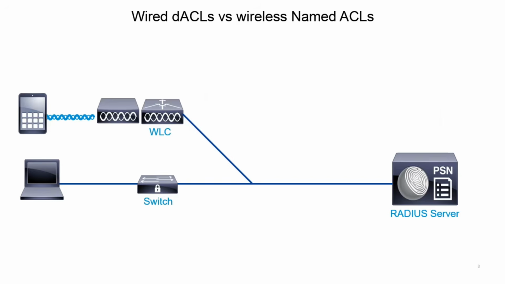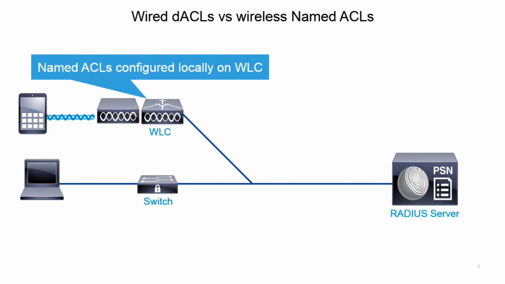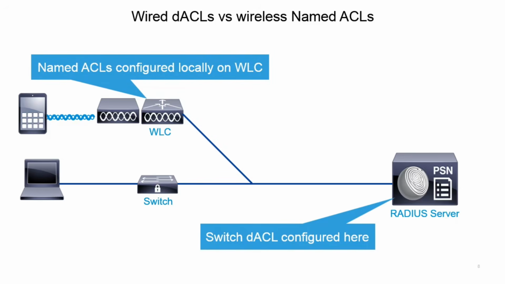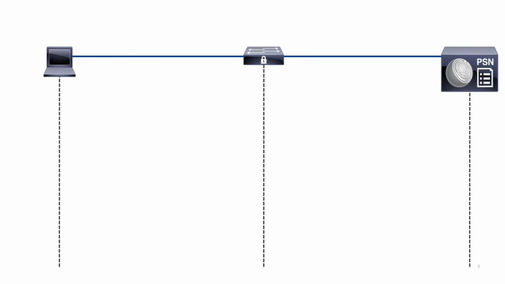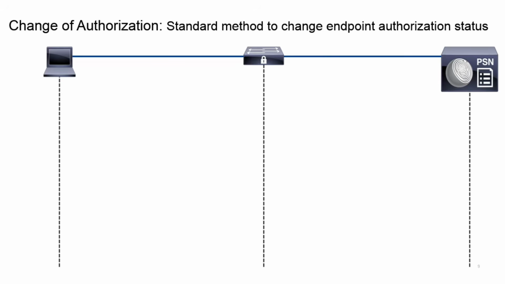Okay, did you notice the big difference between switched DACLs and wireless named ACLs? Remember, named ACLs are configured locally on the WLC, while switched DACLs are configured on the Cisco ISE RADIUS service. Here's a DACL example, which is also an example, by the way, of standard RADIUS server's ability to support so-called vendor-specific attributes, or VSAs. This downloadable ACL VSA is passed to the switch line by line as a result of the authorization process. This DACL represents one possible way to change the authorization level of a user. Change of authorization, or COA, is a standards-based method to change endpoint authorization status, to dynamically modify active sessions.